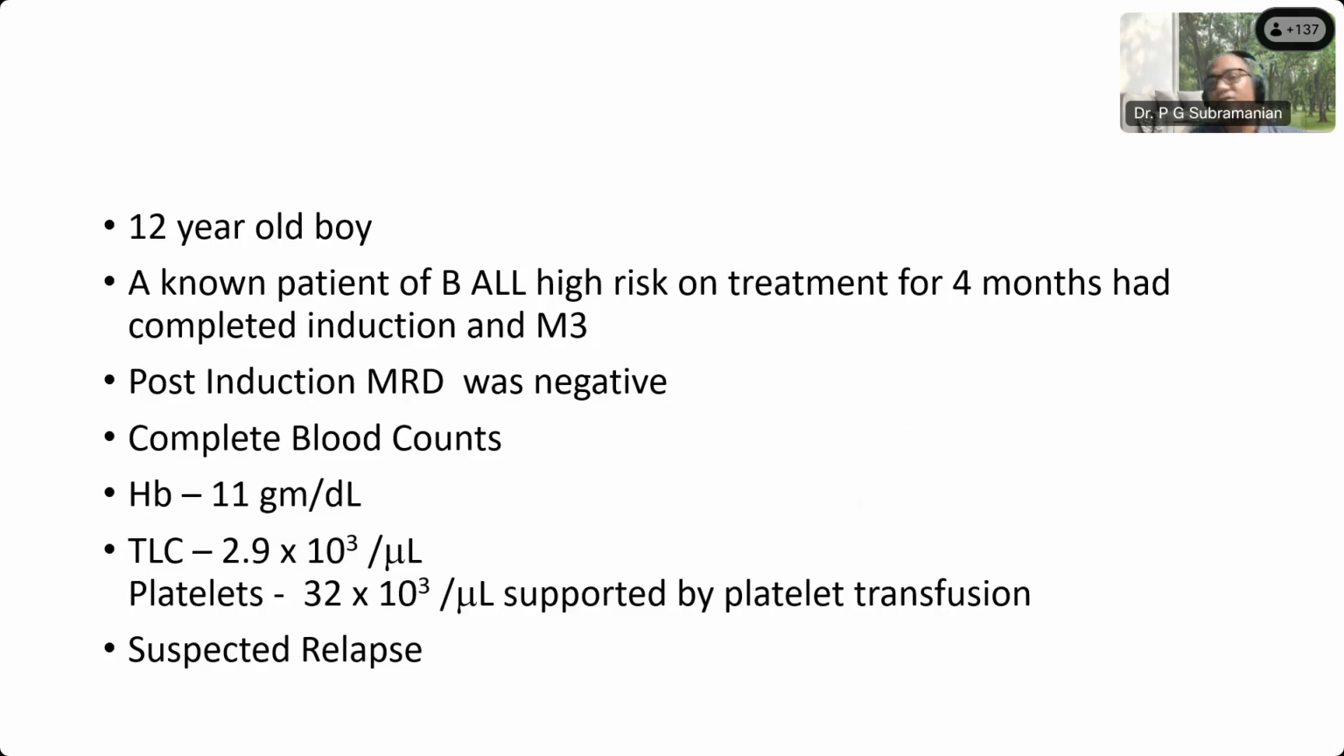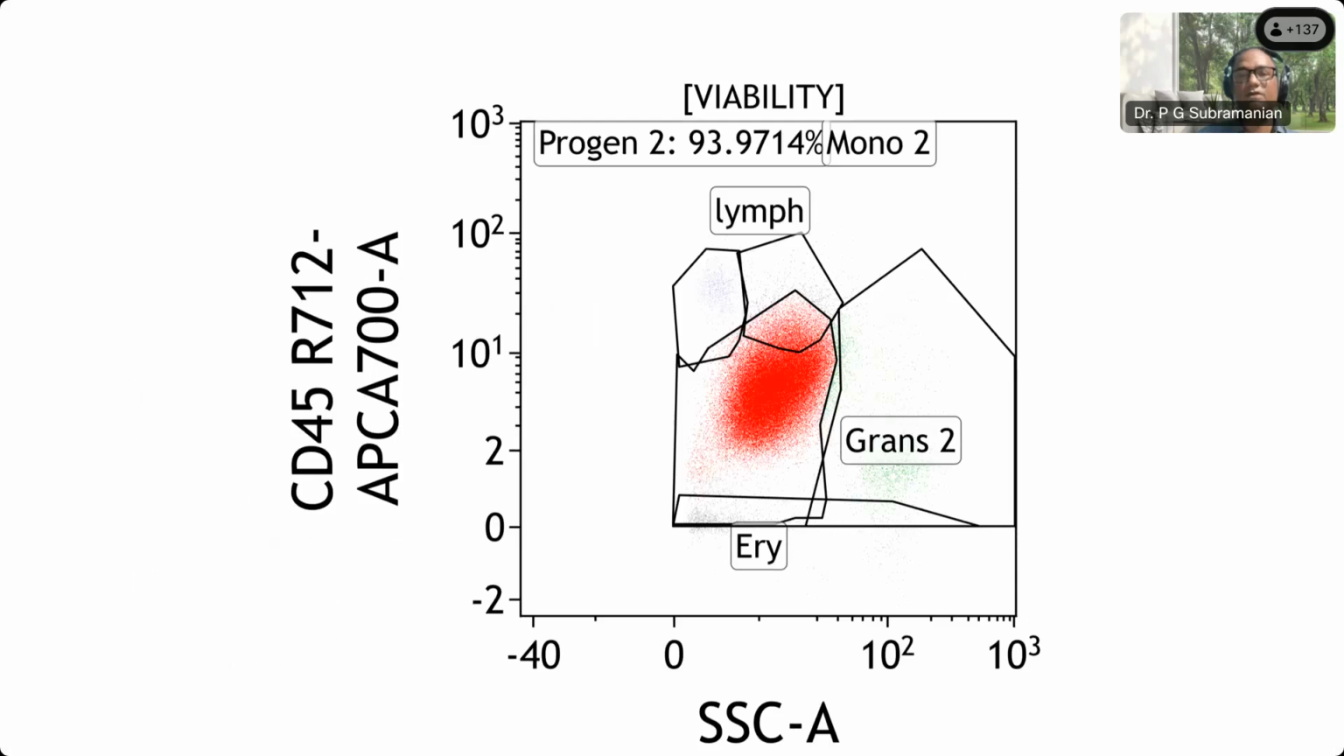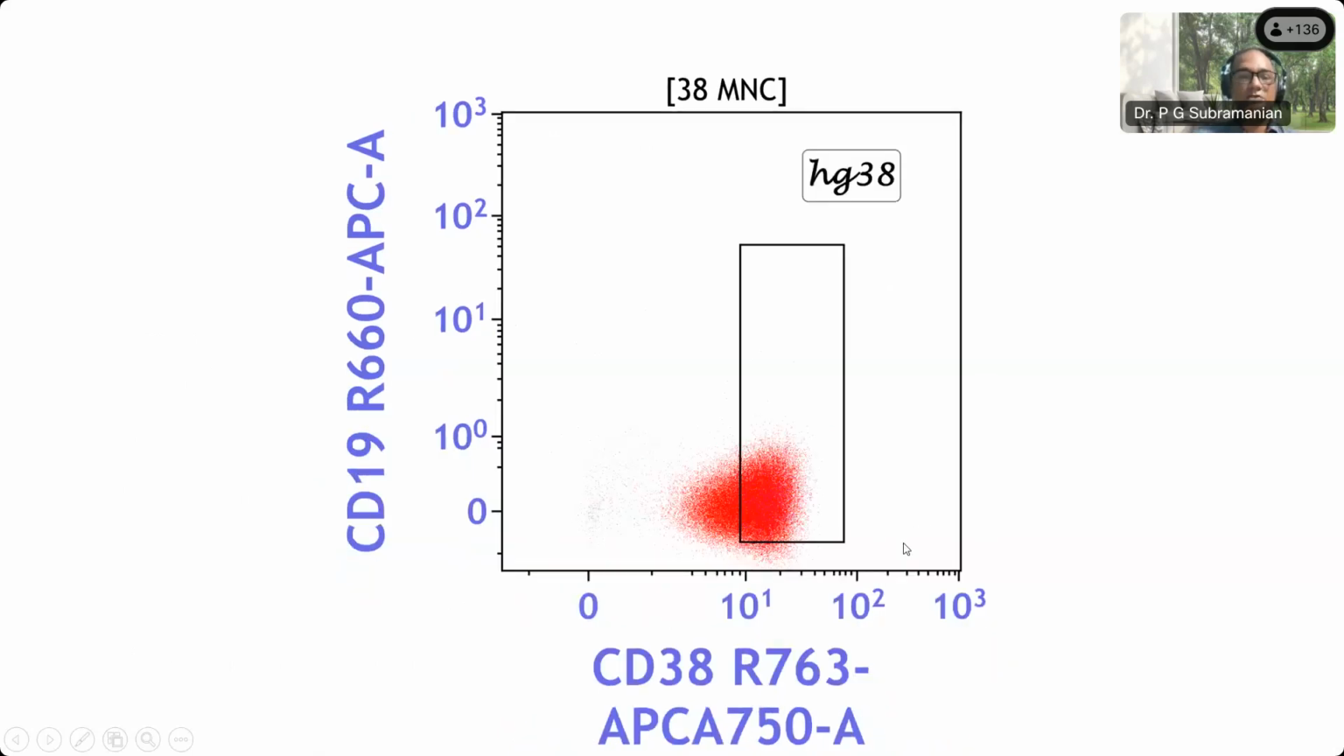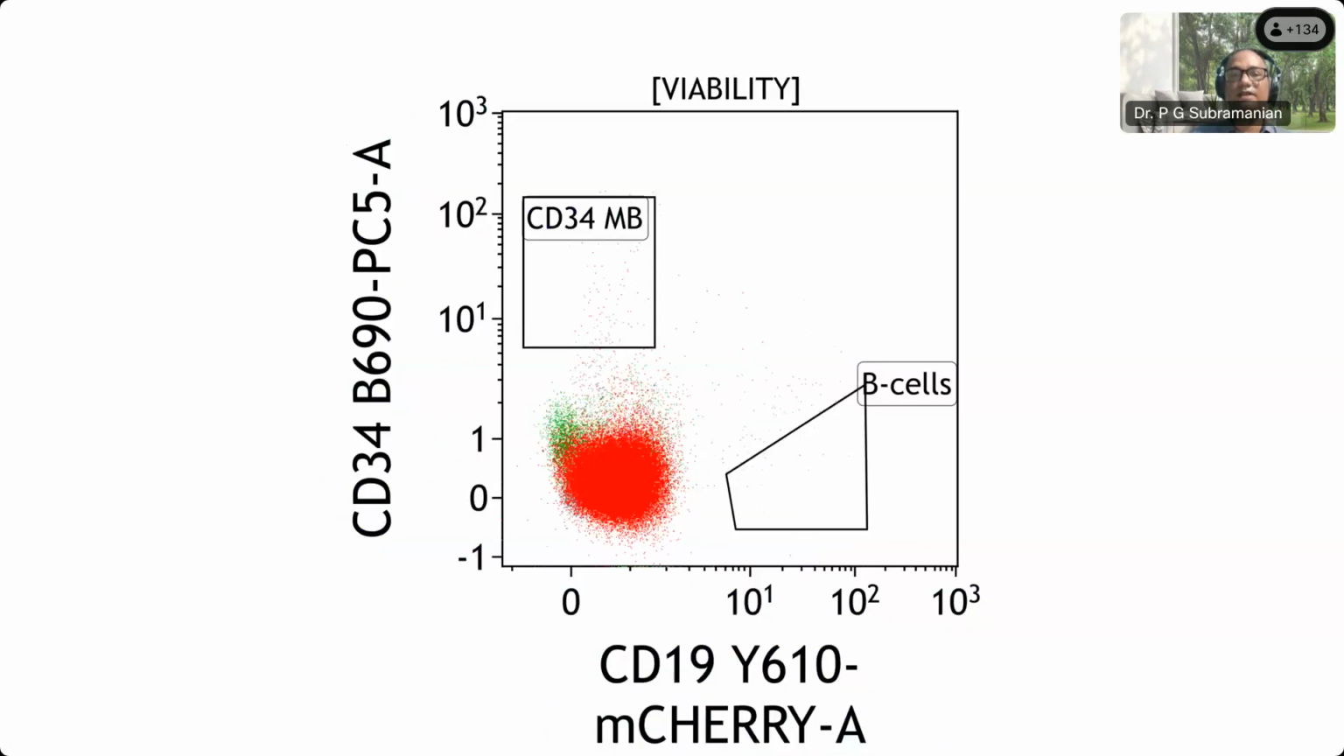So the marrow was full of blasts which were looking more like monocytic blasts. They were MPO negative. So this is the flow. We'll skip the molecular for brevity. So you have 45 dim here. You have 19 and 34 negative. So 38 is negative. If it was B-ALL, 19 should have been positive, but it is completely negative here. And 38 is moderate.